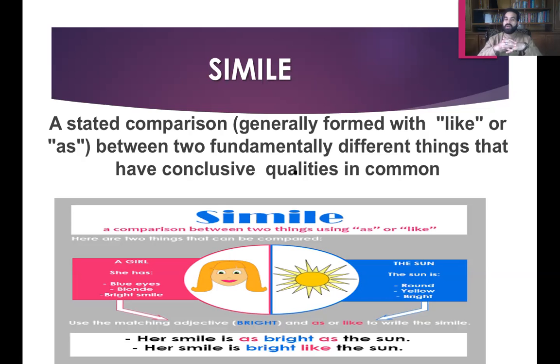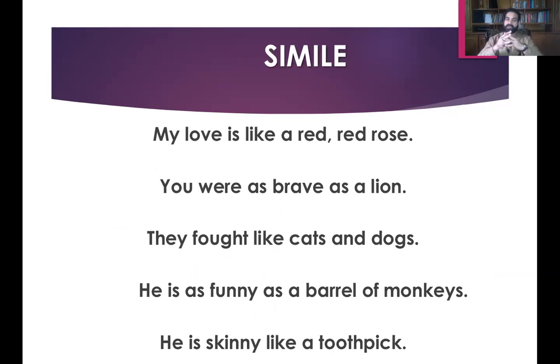For example, her smile is as bright as the sun. Her smile is bright like the sun. Or if I'm comparing simile and metaphor, just to make it more clear, if I say, my son is like the sun in my life, this is a simile. Or if I say, my son is the sun of my life, that is a metaphor, in which I haven't used as or like. Some other examples: my love is like a red rose.